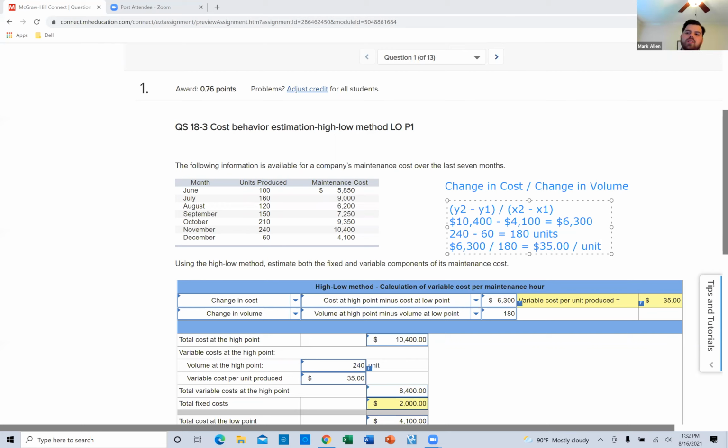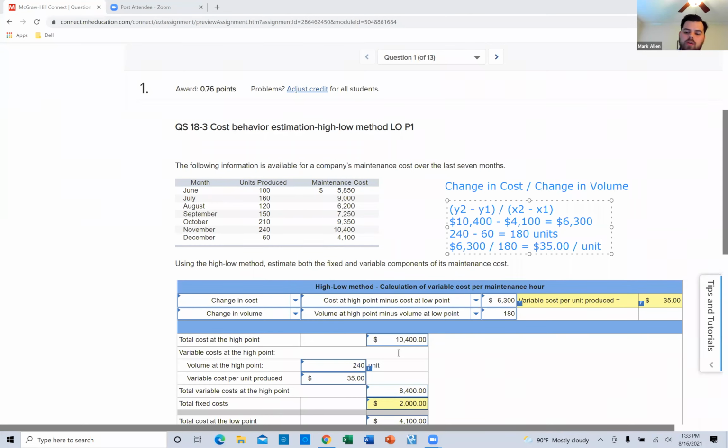Well, that 35 is telling me that the only reason for the change in those two amounts, the only difference between the 4,100 and the 10,400, is because of the change in production level. So what that means is a cost that depends solely on level of production. Well, that's a variable cost. So that tells me that using this information, I'm projecting a variable cost per unit of $35 per unit.